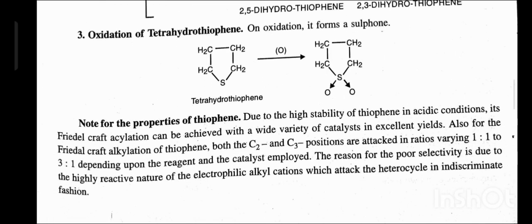Notes on the properties of thiophenes. Due to high stability of thiophene in acidic conditions, its Friedel-Crafts alkylation can be achieved with a wide variety of catalysts in excellent yield. Also, for the Friedel-Crafts alkylation of thiophene, both C2 and C3 positions are attacked in ratios varying from 1:1 to 3:1 depending upon the reagent and the catalyst employed. The reason for the poor selectivity is the highly reactive nature of the electrophilic alkyl cation, which attacks the heterocycle in an indiscriminate fashion.